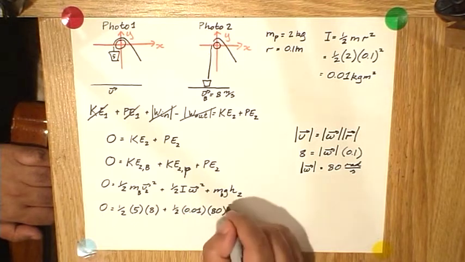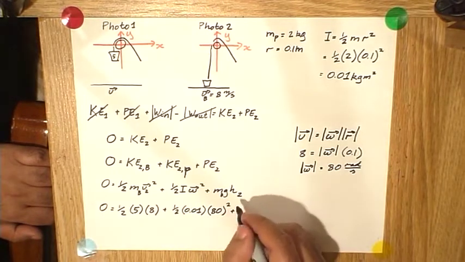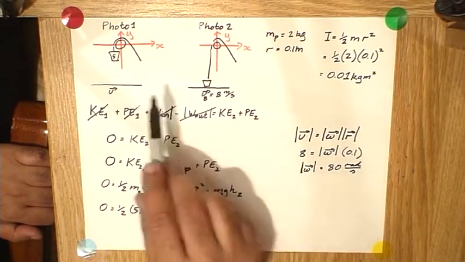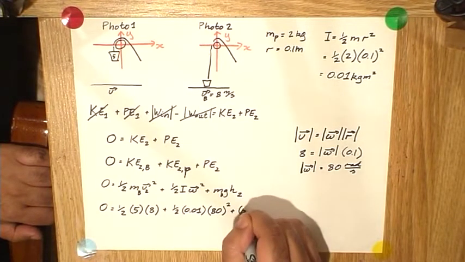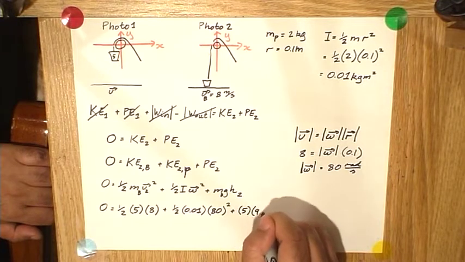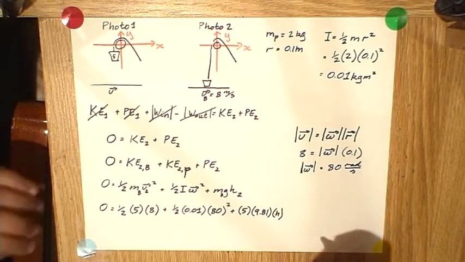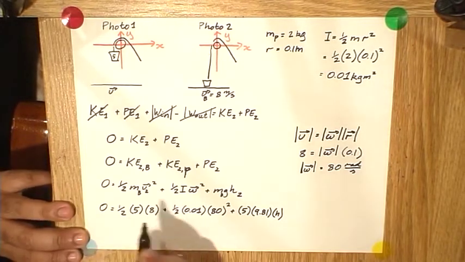This is the angular velocity, and it gets squared. Plus, now we can turn to the potential energy. The mass of the bucket, again, 5, g, 9.81, times the unknown height. Okay. Now, let's start simplifying all of this.